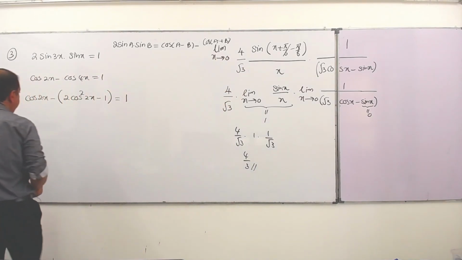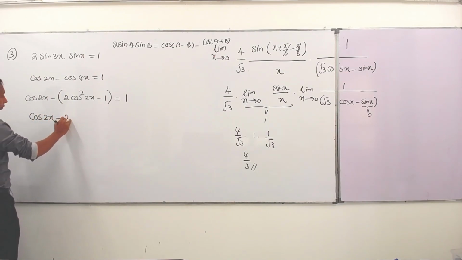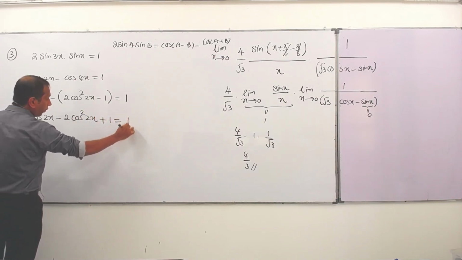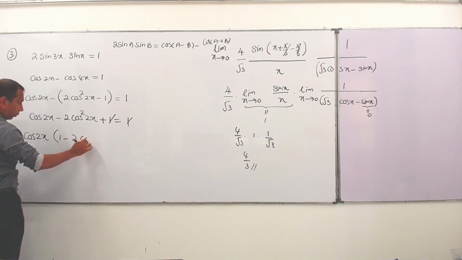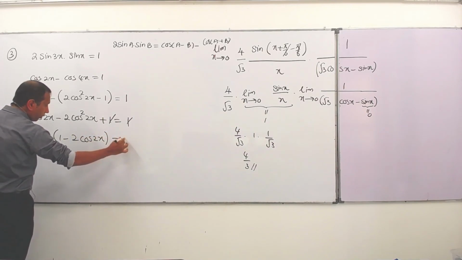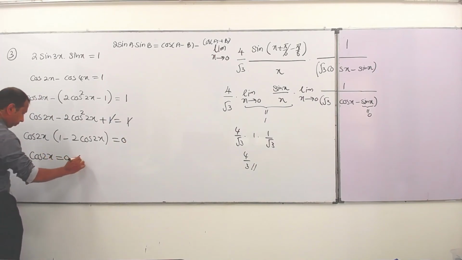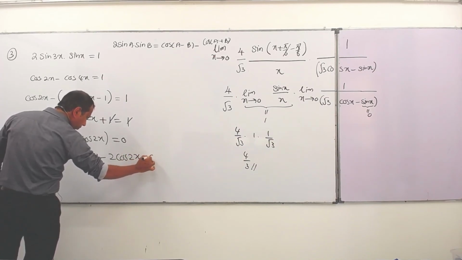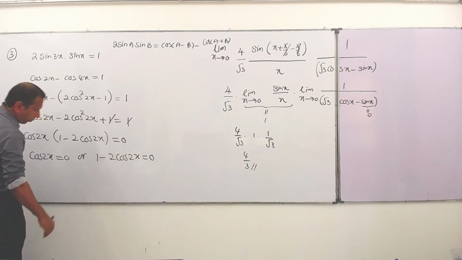Now we get here cos 2x, 2 cos squared 2x, here 1, here 1. These two we can cancel down. Take cos 2x out: cos 2x times (1 minus 2 cos 2x) equals 0. Equate this to 0 and this to 0. Right, here we can write the general solution.